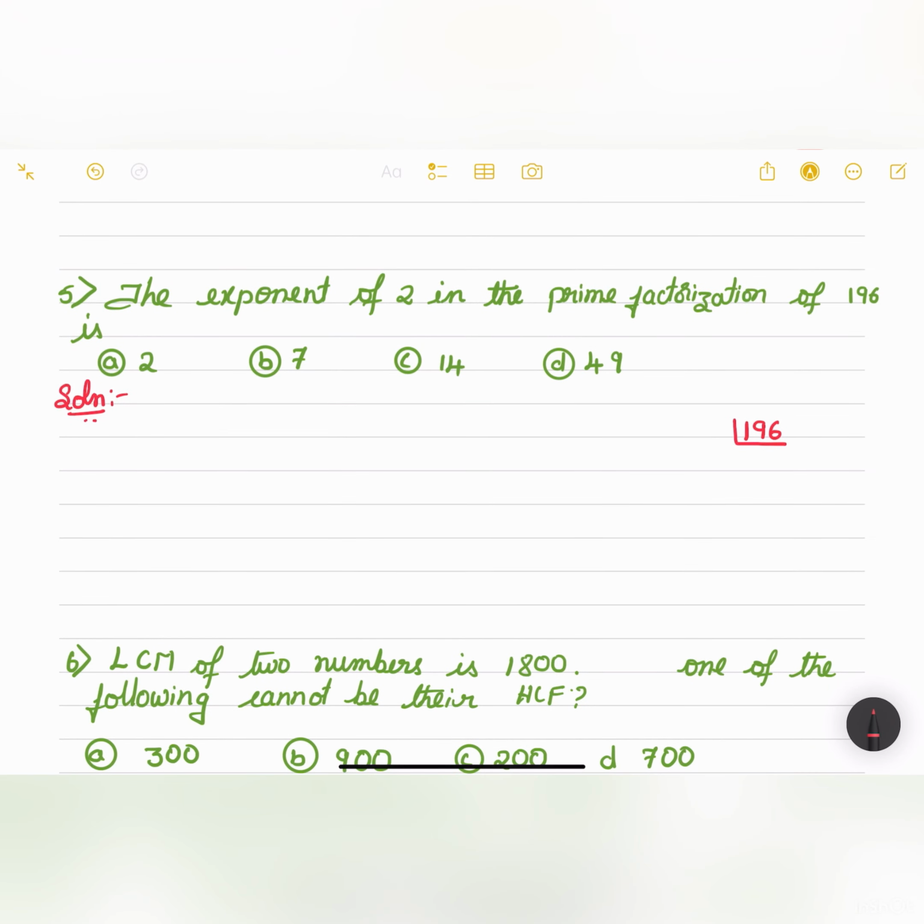The exponent of 2 in the prime factorization of 196. We have to find out the exponent of 2, meaning the power of 2. It means 2 is one of the factors of 196. So 2 times 98 is 196. And then again, 2 times 49 is 98, and then 7 times 7 is 49. So 196 can be written as 2 square into 7 square, and we are supposed to find out the exponent of 2. The power of 2 is 2. So the option is A.